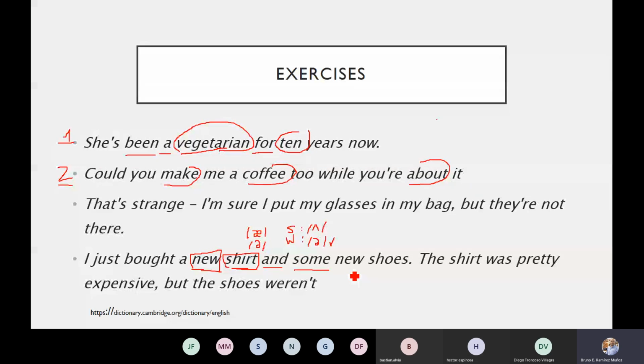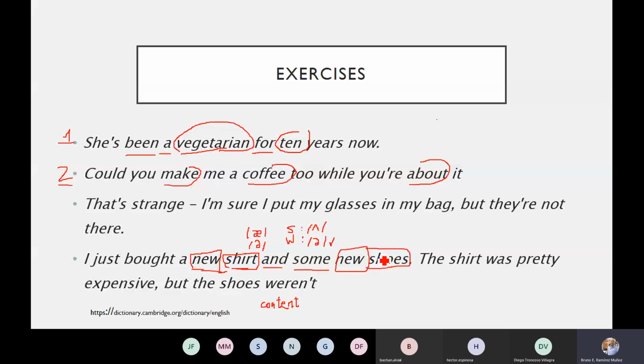Therefore, we're not discussing if we're using a strong form or a weak form for either of these two words, new and shirt, because both of them are content words and both of them have only a strong form. Content words only have a strong form. It's always new, it's always shirt. I would say both receive the same amount of emphasis in the case of new shirt and new shoes.